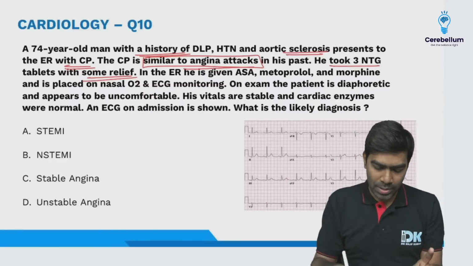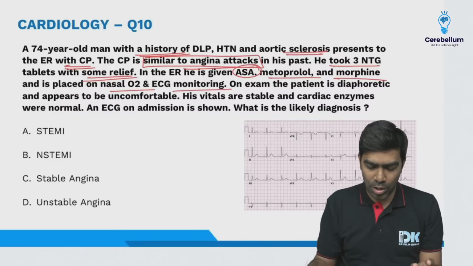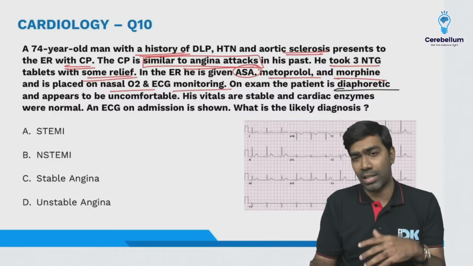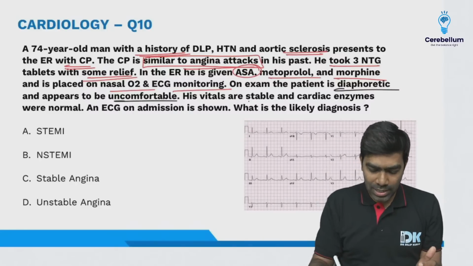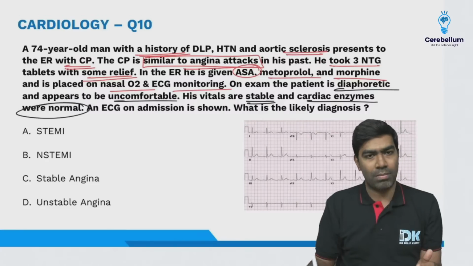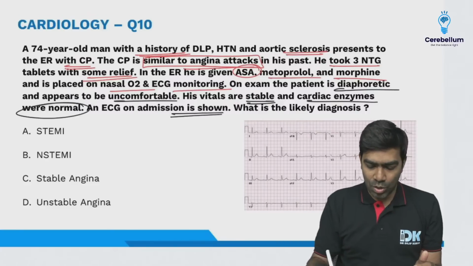That's an important point. In the ER, he has been given aspirin, metoprolol, and morphine, and placed on nasal oxygen and ECG monitoring. On examination, the patient is diaphoretic. Another important clue for ACS. The patient appears to be uncomfortable. His vitals are stable and cardiac enzymes were normal. ECG on admission is shown. What is the likely diagnosis?